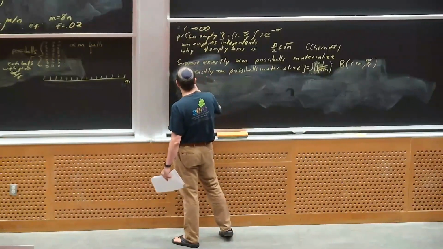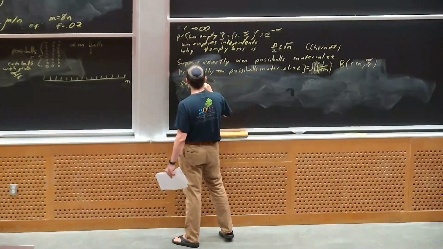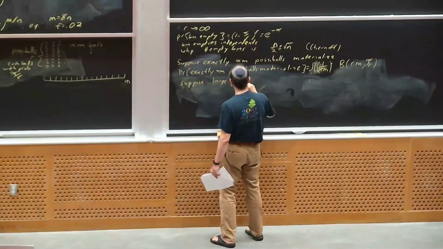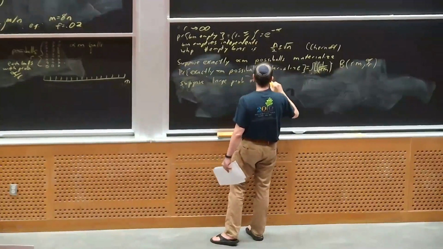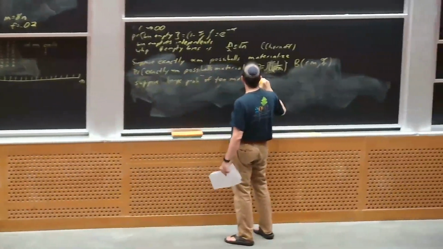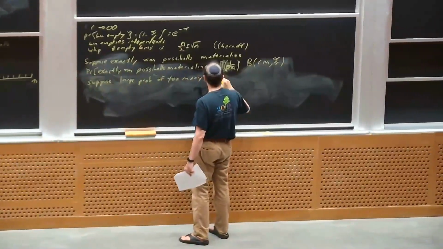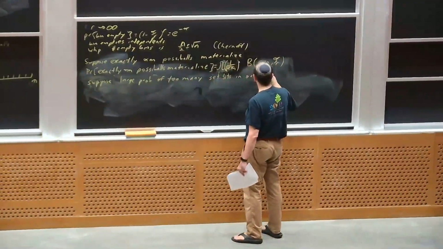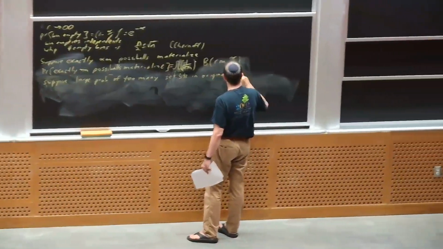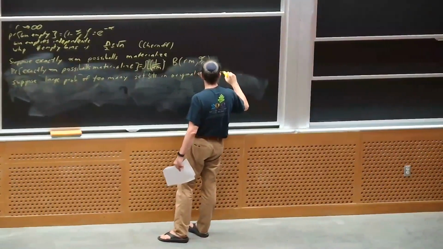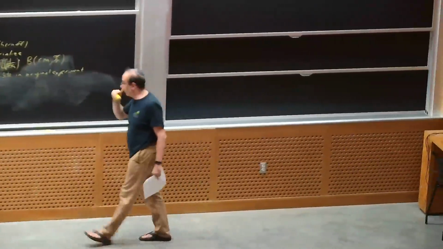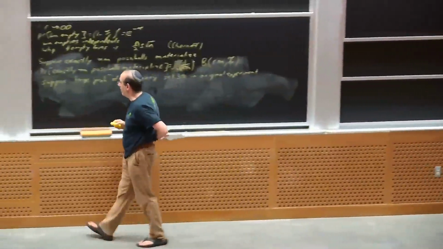So I'll do it by contradiction. Suppose that there is a large probability of too many set bits in the original experiment. I'm going to prove that that can't actually happen.